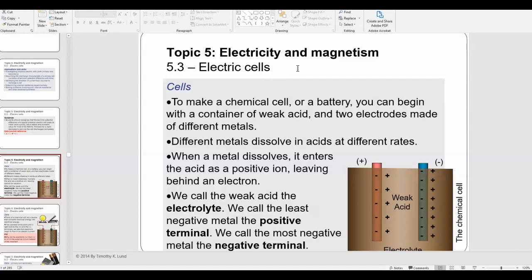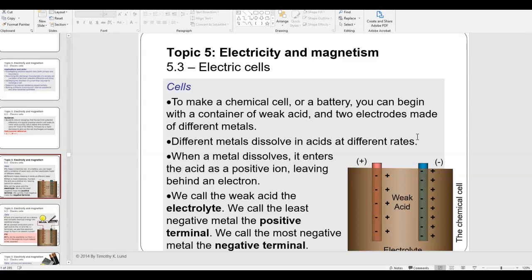A cell, or battery, which is a combination of cells, basically has a weak acid and two electrodes made of different metals. We're not going to get into the chemistry side of how this works, because this is not chemistry. But basically, the different metals dissolve in the acid at different rates, and so you end up with ions going into the liquid solution. The weak acid, in this case, we call the electrolyte.